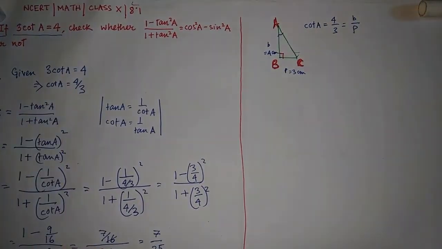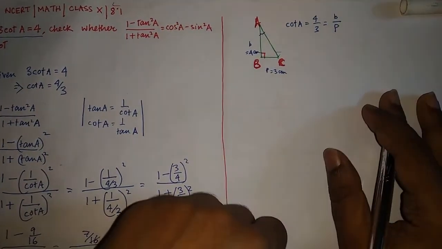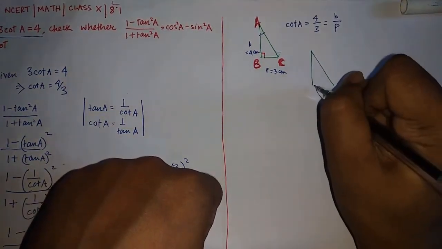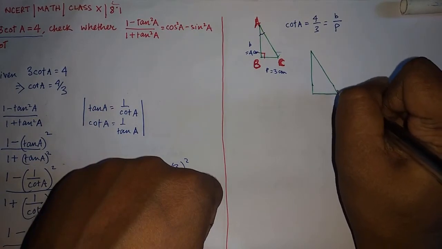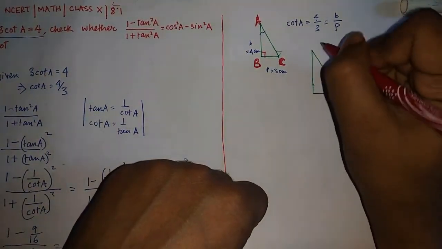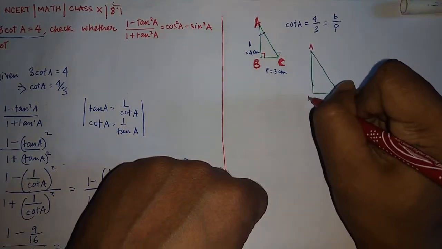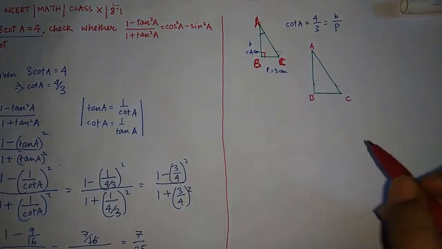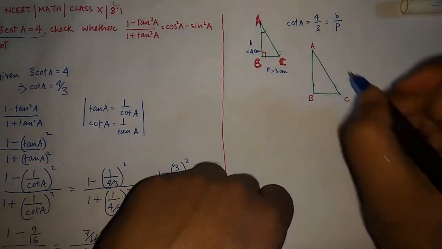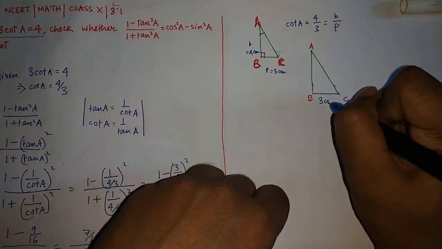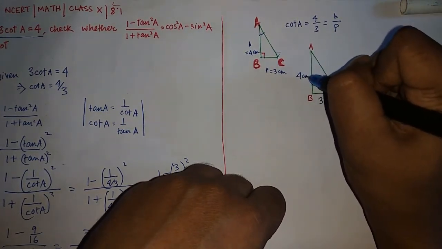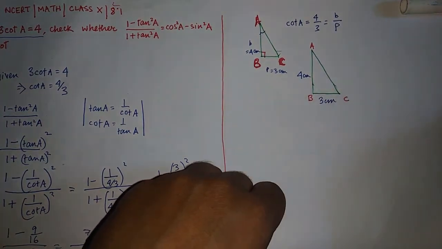So let's make a bigger triangle so that it will be easier for you to look at. Sorry for the bad grammar. This is the triangle, slightly bigger. We name it ABC. The length of the BC side is 3 centimeter, and the length of the AB side is 4 centimeter. Now what will be the length of the AC side?